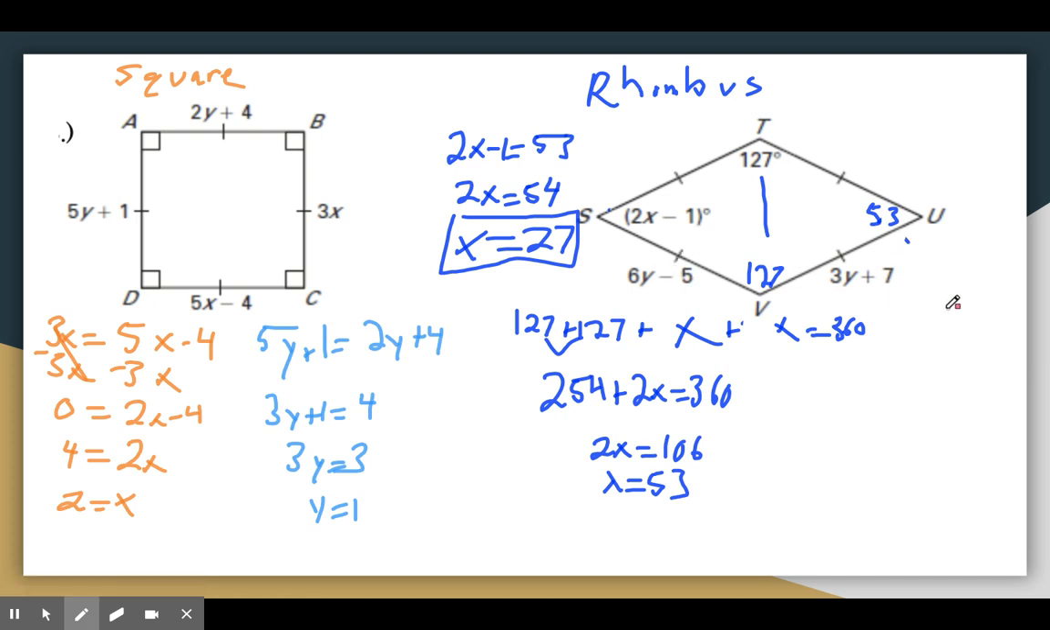Y is referring to side lengths, so those are congruent to each other, so we set them equal. 6y minus 5 is equal to 3y plus 7. Subtract 3y from both sides. That gives us 3y minus 5 equals 7. Add 5 to both sides. 3y is equal to 12. Divide by 3, y is equal to 4.